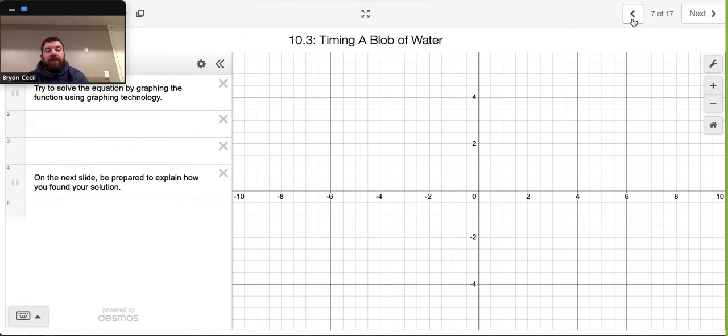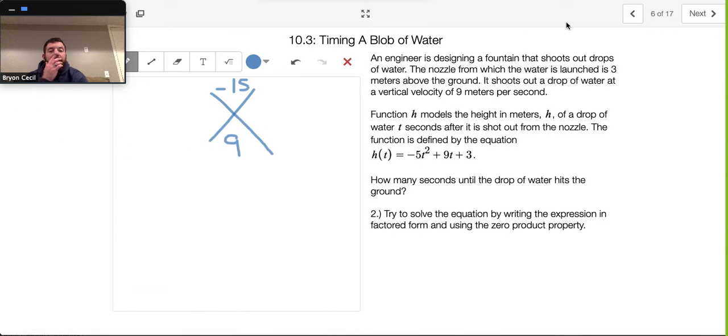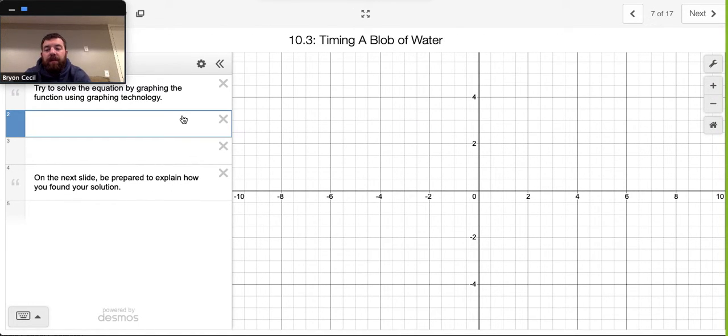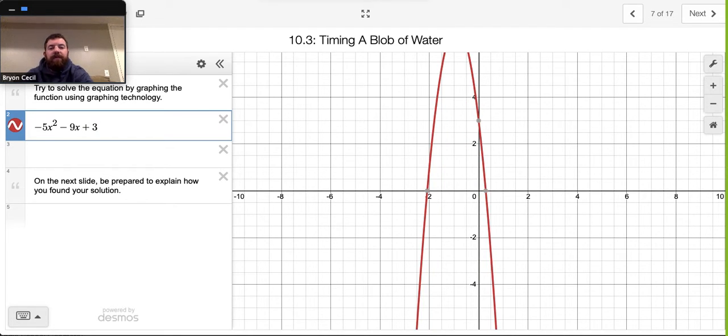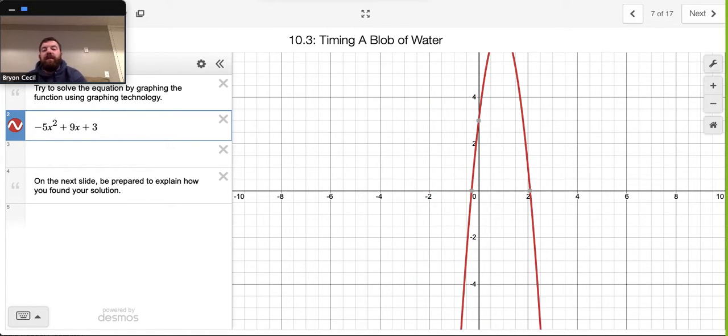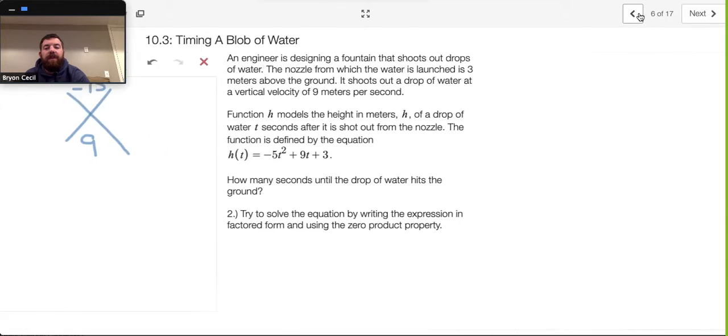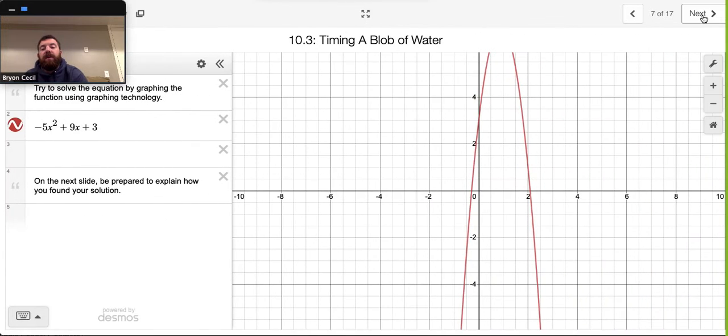What we can do is try to solve it by graphing it. Okay. So we've got the negative 5x squared minus 9x minus, and I believe it was plus 3, right? And actually, this was a plus 9x, wasn't it? Let me just double check there. I forgot about that. That was a plus 9x. Okay, so there we are, guys.